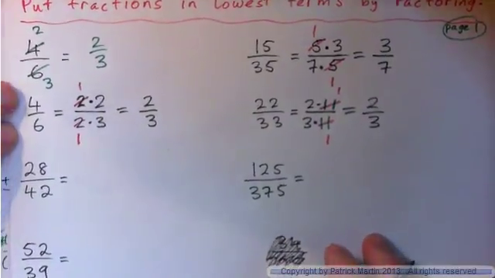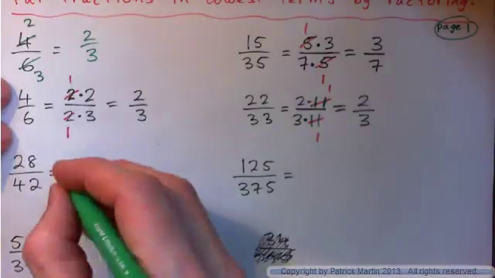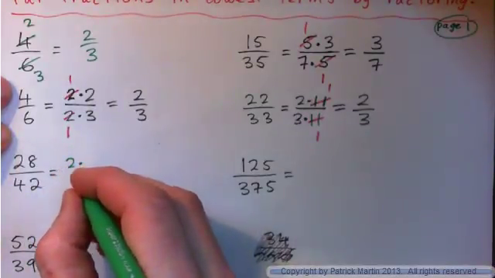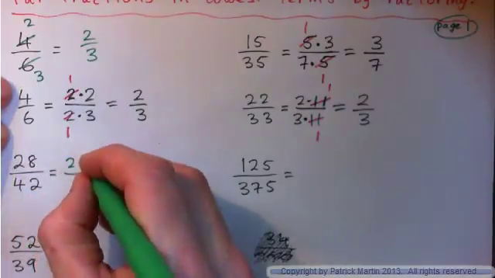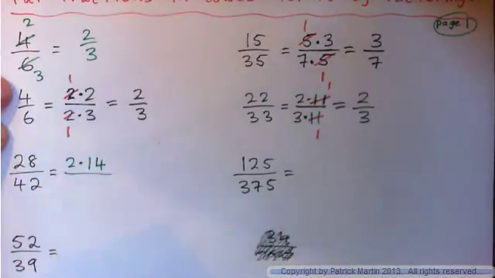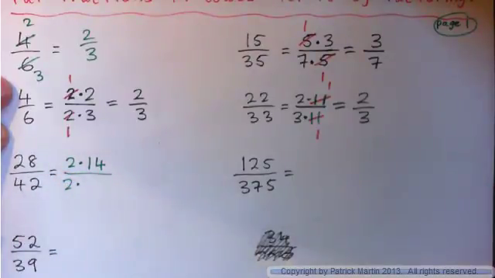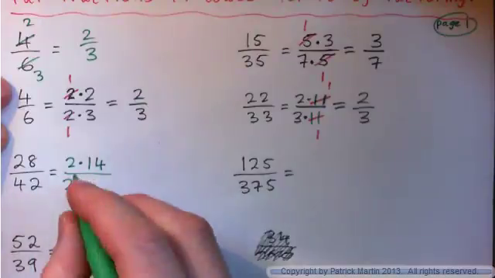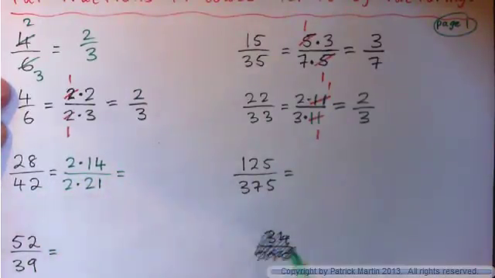How about 28 over 42? You know, you can break this down as much as you like. If you don't see right away what the factors are, you can say, well, 2 goes into that. So 2 times what? 2 times what gives 28? 2 times 1 is 2. 2 times 4 is 8, right? 2 times what gives 42? 2 times 2 is 4, and 2 times 1 is 2, so that's 21.